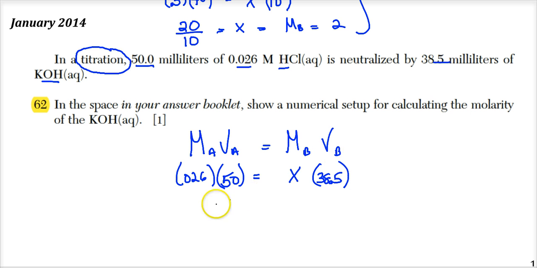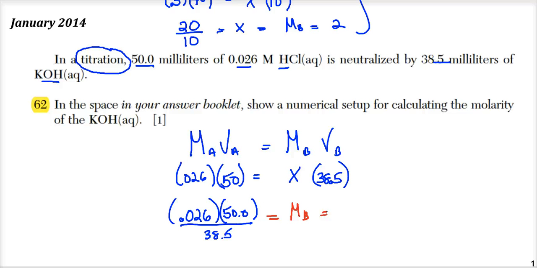Okay, we're solving for X, so it's going to be 0.026 times 50.0, and I'm dividing by this 38.5, and that's just some simple stoichiometry. That equals X, or the molarity of B. So let's put it into our calculator: 0.026 times 50 divided by 38.5.